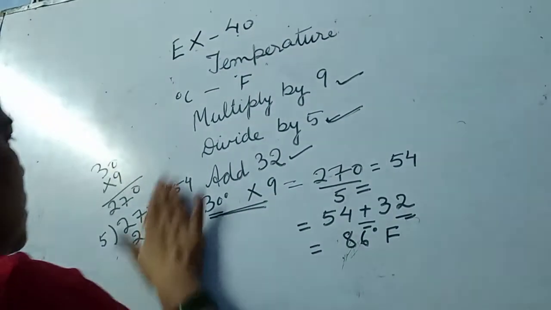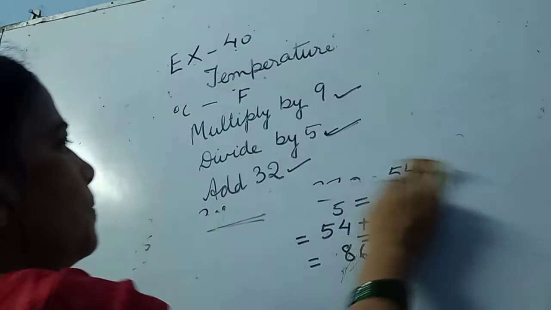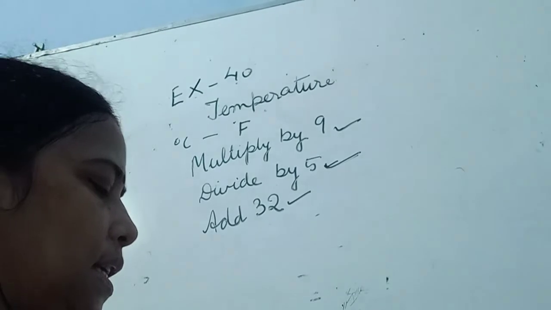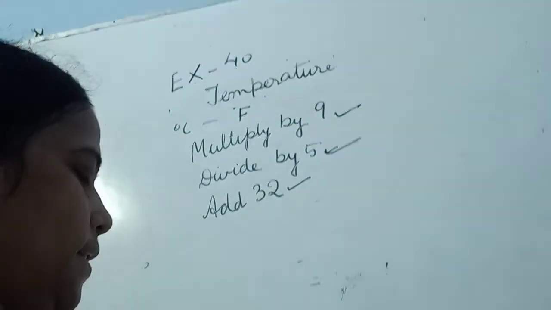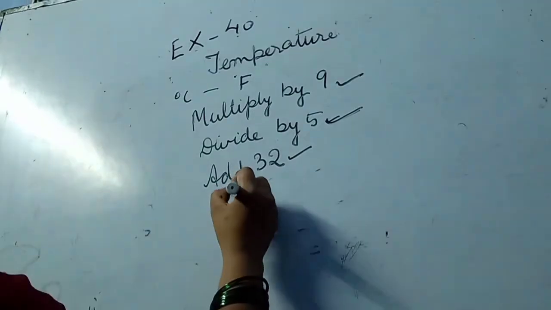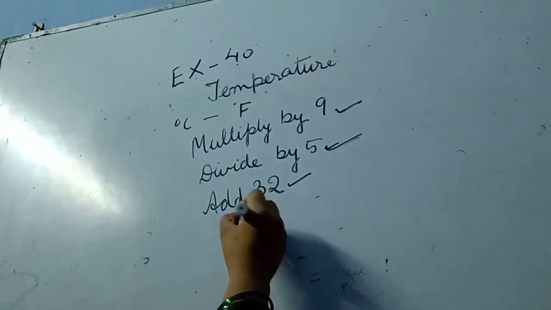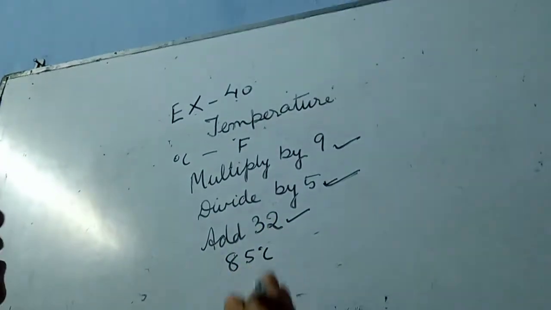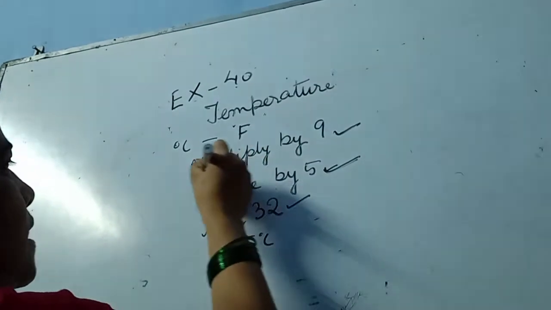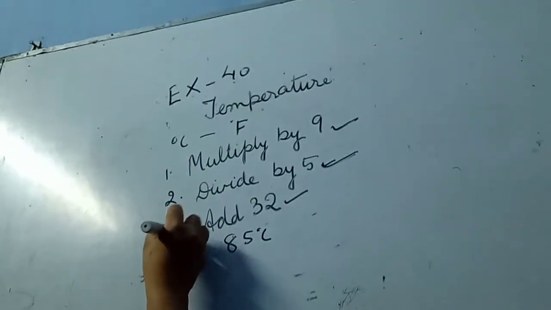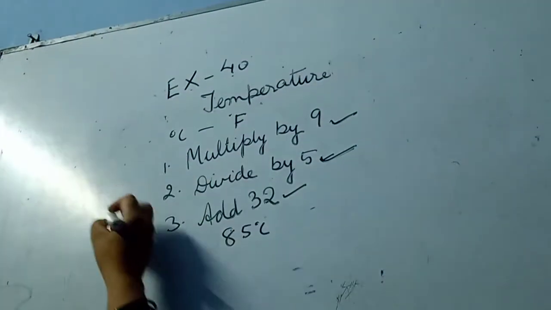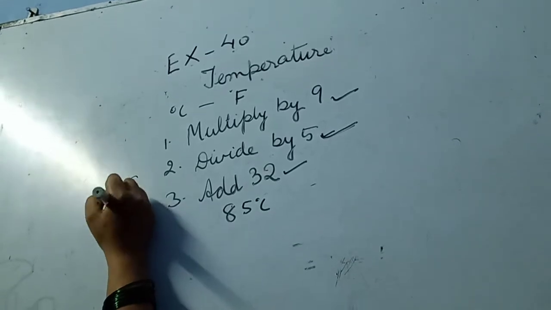Now we will do one more example and see whether it works. If we take another number, suppose we convert 85 degrees Celsius. Now what do we have to do? We will follow the first, second, and third steps. So multiply this 85 by 9.